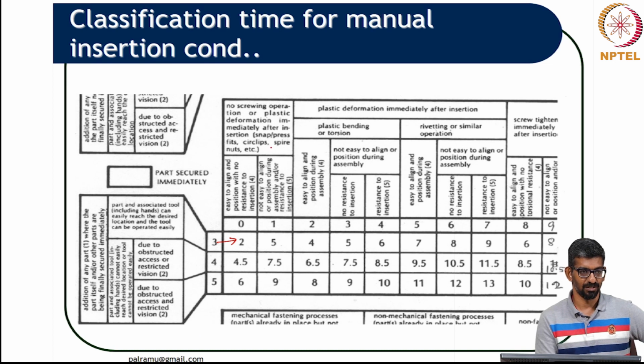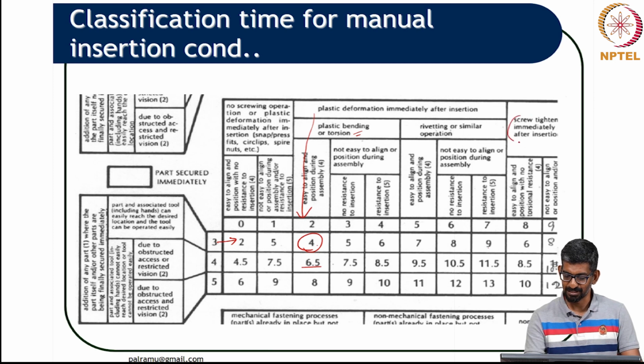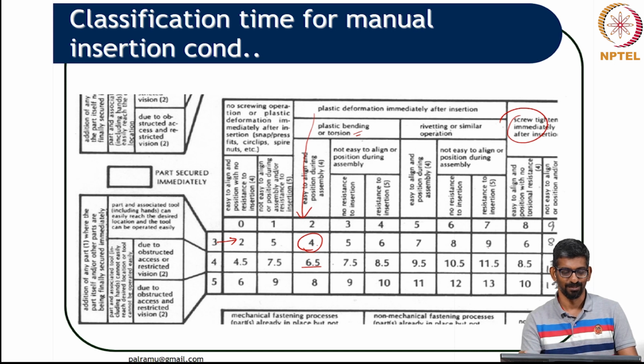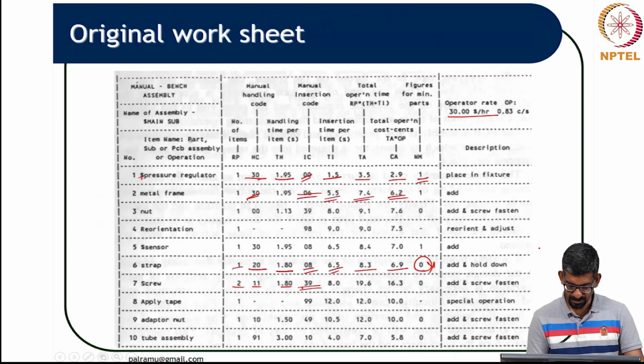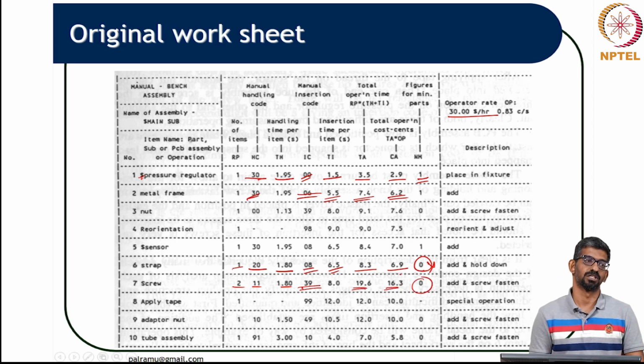It is not a snap fit, there is a screwing operation that is required, it is a screw. There is a separate thing that says screw tightening immediately after insertion, this is a separate thing, okay. And under that, easy to align and position with no torsional resistance, not easy to align, and they have chosen that part of it, okay. They have chosen 3 and 9, which is 3, 9, and the insertion time is 8 in that, the total time is 19.6 and 16.3, but fasteners are not counted as theoretical minimum number of parts. So, it is 0, the 2 parts.